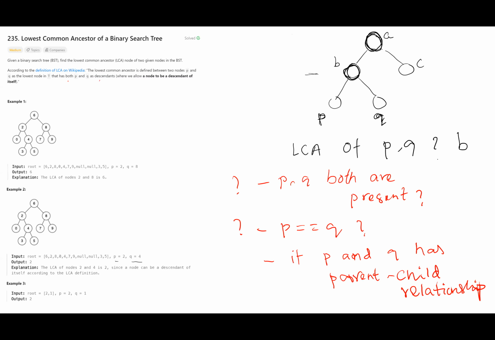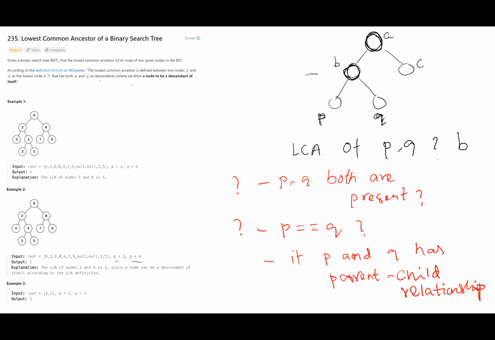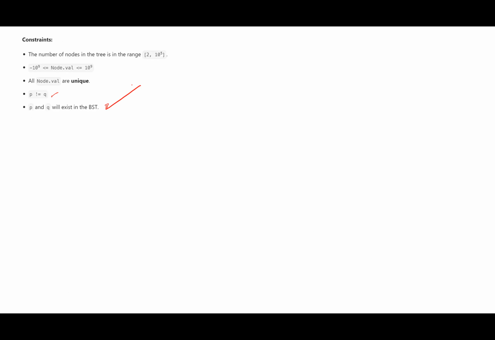So my question was, are P and Q both present? Yes, P and Q will exist. So this is the answer to that question. If the answer were no, we cannot say for sure if both P and Q are in the tree, and in that case the solution is going to be different. But in this particular case, the interviewer is making sure that P and Q both exist in the tree.